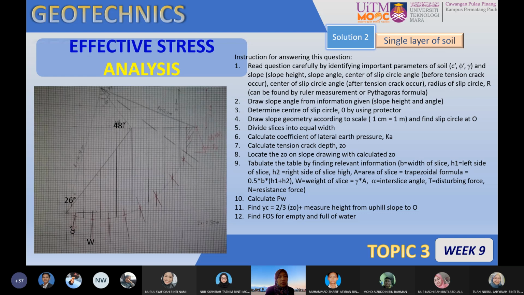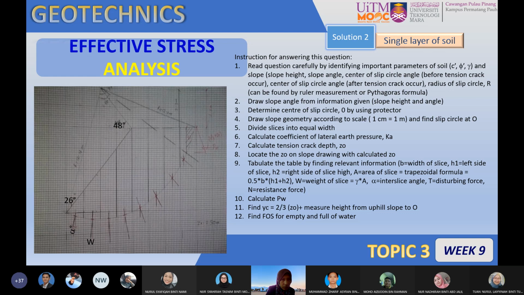How to analyze it? These are the information required, and some simple instructions for you to follow. You just go through it. We begin by determining the angle of 26, and then from the horizontal uphill of the slope we open up the angle as 48.